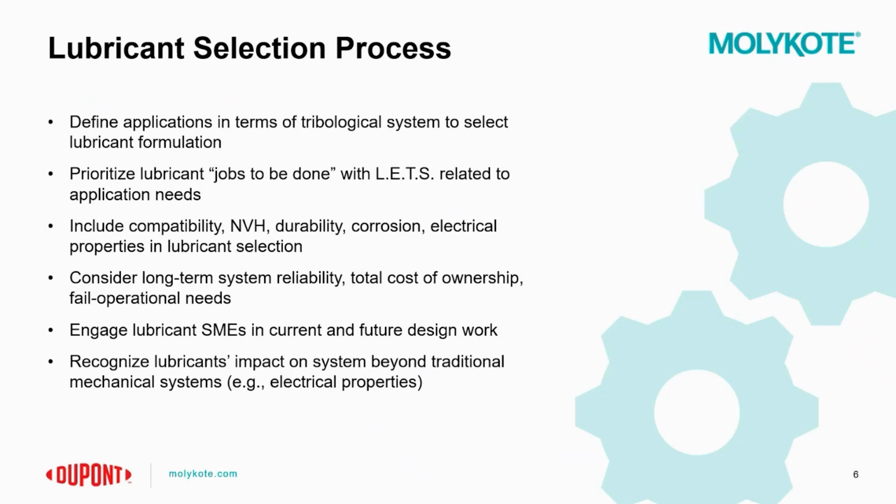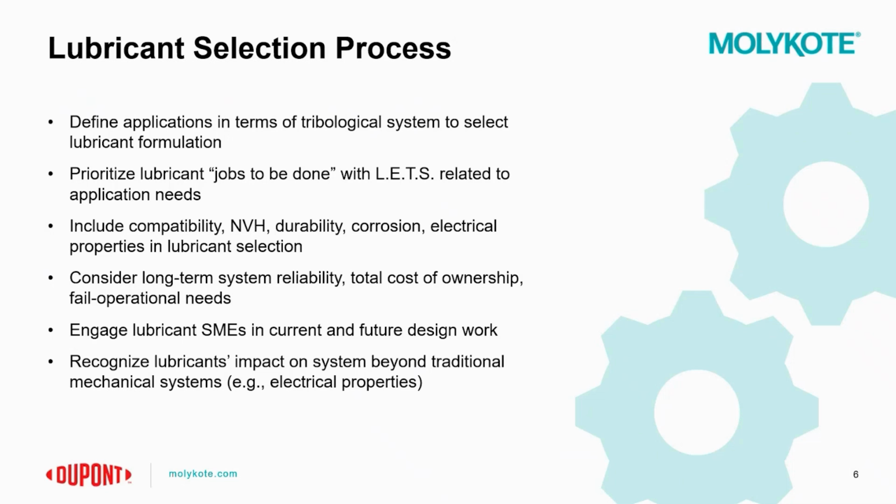Doing so would give insight into which product family to first select. Next, you can define the application using L.E.T.S. By defining load, environment, temperature, and speed, you can determine the correct chemistry that's needed within the lubricant. Sometimes more specialized applications may require more specific additives for targeted performance, like we had gone over previously.